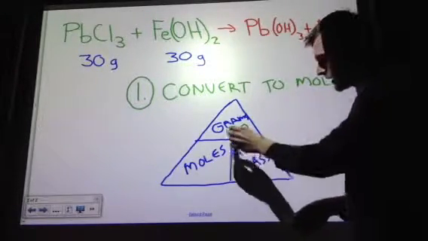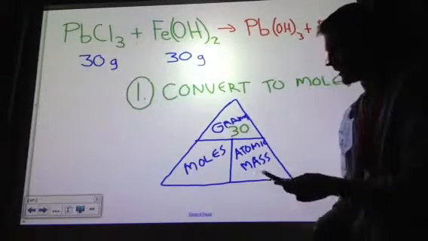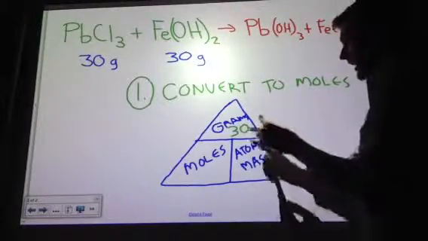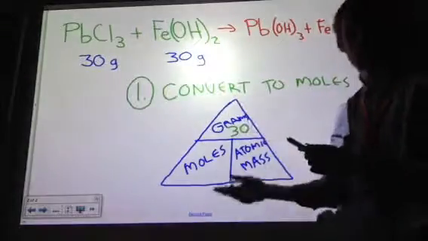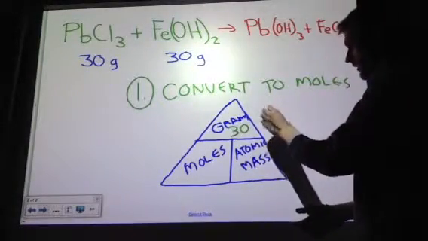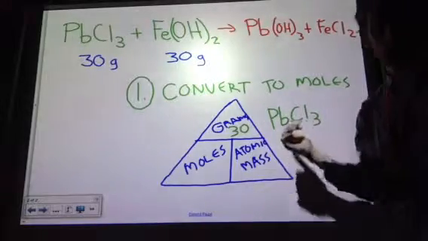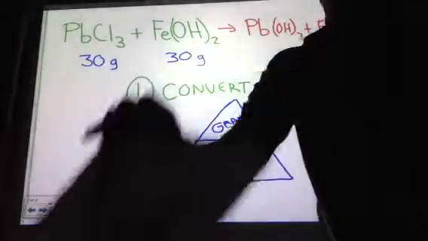I have to divide, if it's on top, I have to divide it by the atomic mass. The atomic mass of the thing you start out with. So I have 30 grams of lead 3 chloride, so I have to divide by the atomic mass of lead 3 chloride. Okay? So how do you figure out the atomic mass of that? Well, I look on the periodic table.